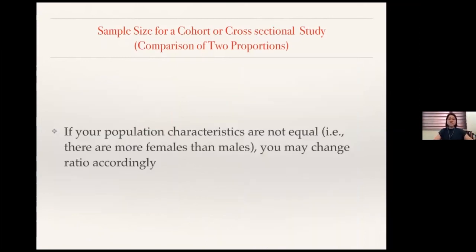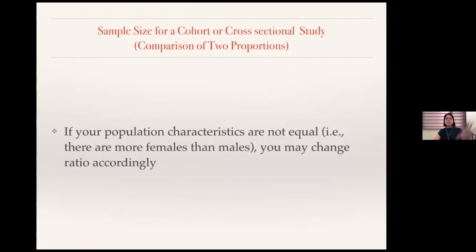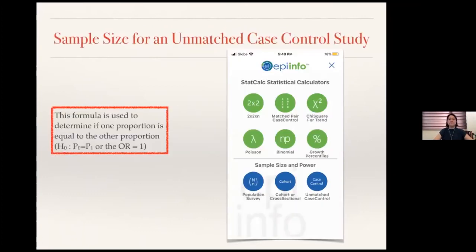So, for example, if your population characteristics are not equal, for example, in the OPD clinic there are more females than males, then what you do in the ratio, you can change it to 2:1 or 3:1. Then you have more females to recruit than males. Okay? Next.